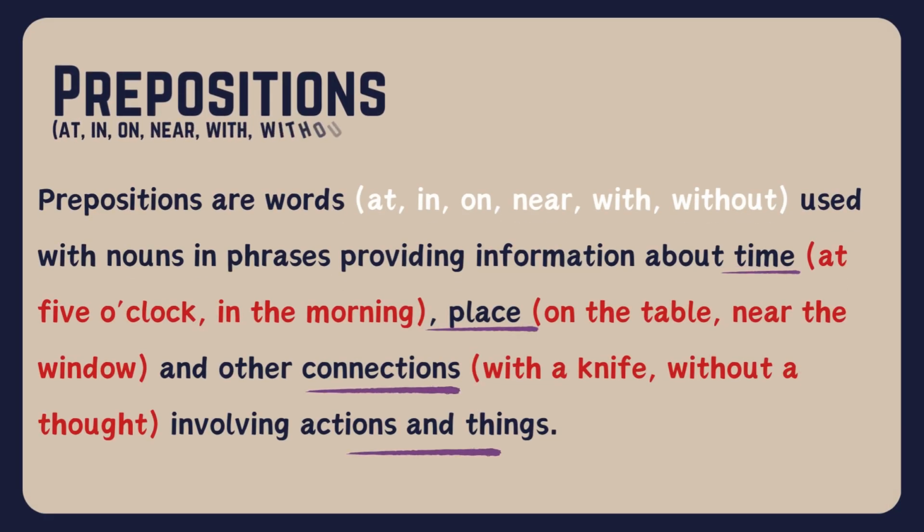Then we'll explore prepositions. Prepositions are words used with nouns to show relationship in terms of time, place, or other actions. For time, we can say at 5 o'clock or in the morning. For place, on the table or near the window. For connections, we can say with a knife or without a thought. Such phrases are examples of prepositions.